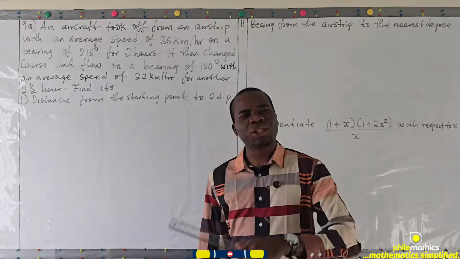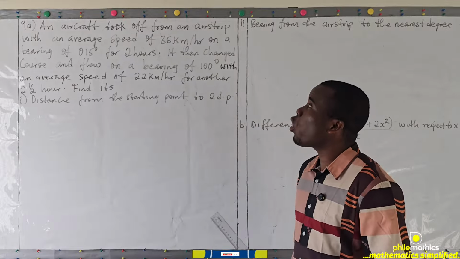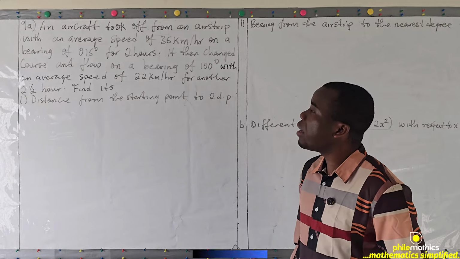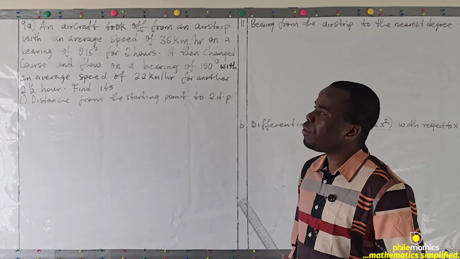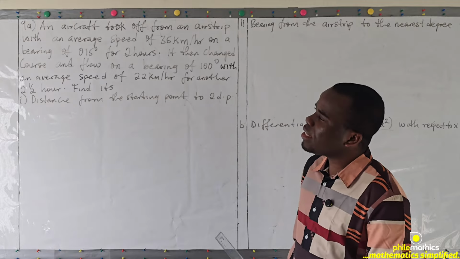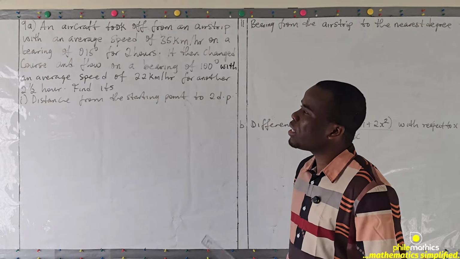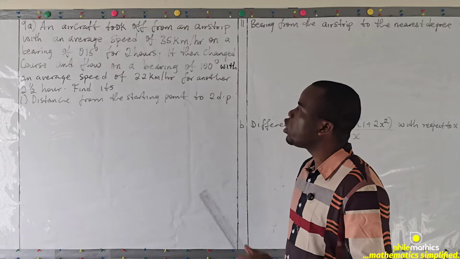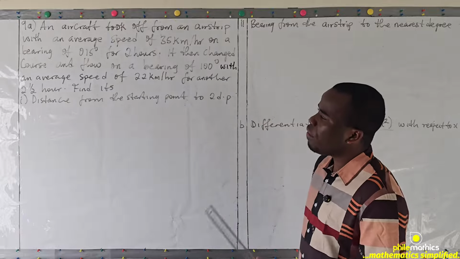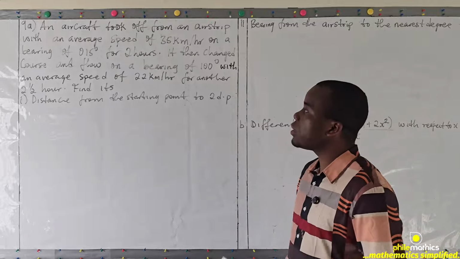Question 9 of NECO Theory 25 is on bearing, and it says an aircraft took off from an airstrip with an average speed of 35 km per hour on a bearing of 15 degrees for 2 hours. It then changed course and flew on a bearing of 100 degrees with an average speed of 22 km per hour for another 2.5 hours. Find its distance from the starting point to 2 decimal places.